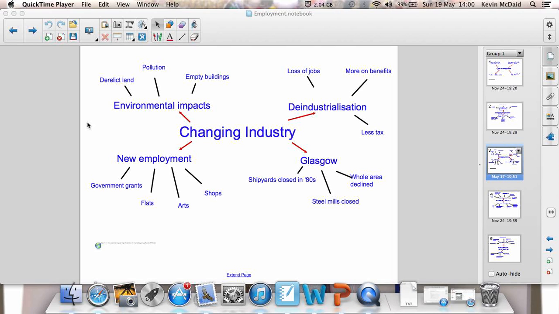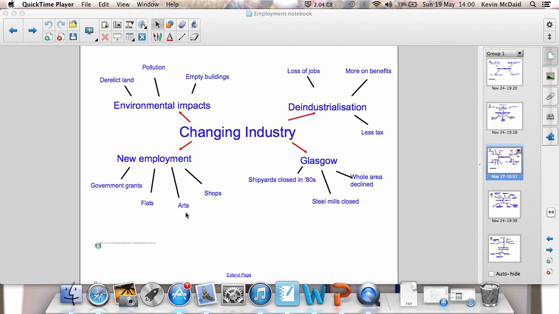But when you replace employment after deindustrialization, some of the old factories that were closed down are being turned into things like flats and shops or theatres or cafes or restaurants or whatever. It's happening all over the country in places where industry used to happen. The example we looked at was in Birmingham.